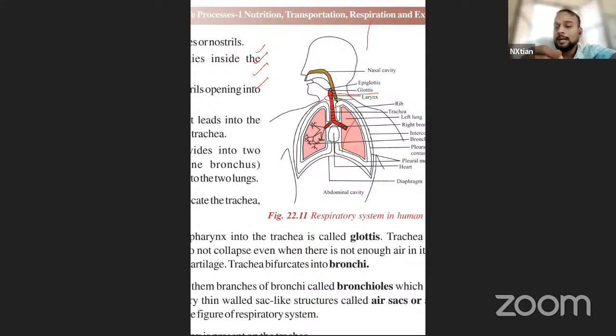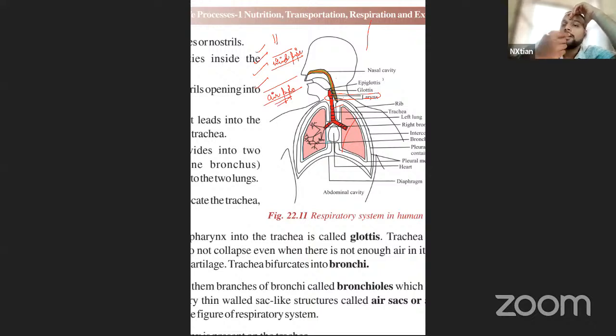Now, do you know hiccups? Do you know hiccups? So, basically, we have two types of pipe. First is called the food pipe, and the second one is the air pipe.